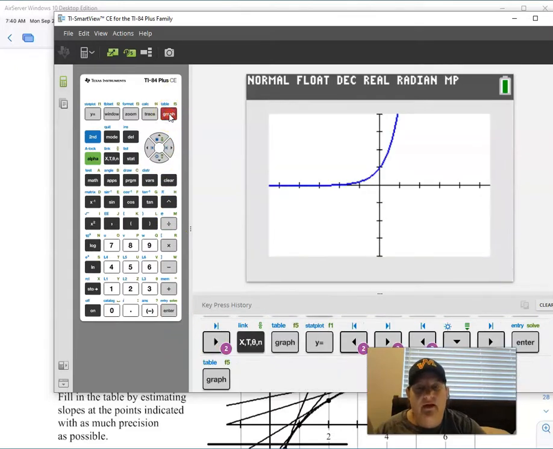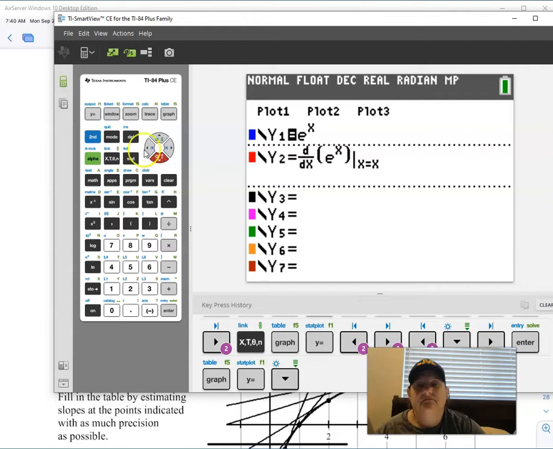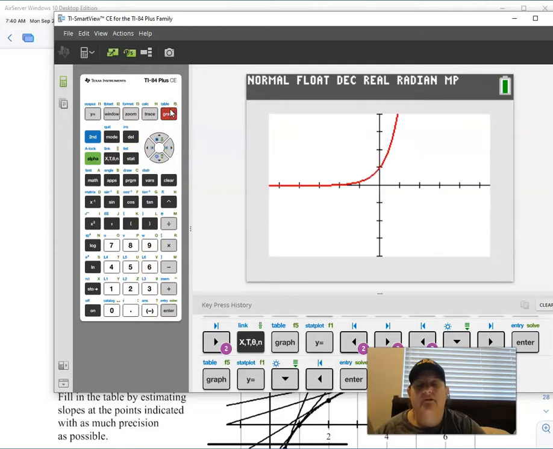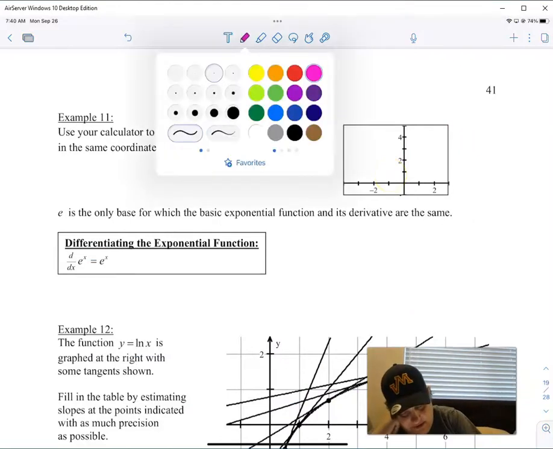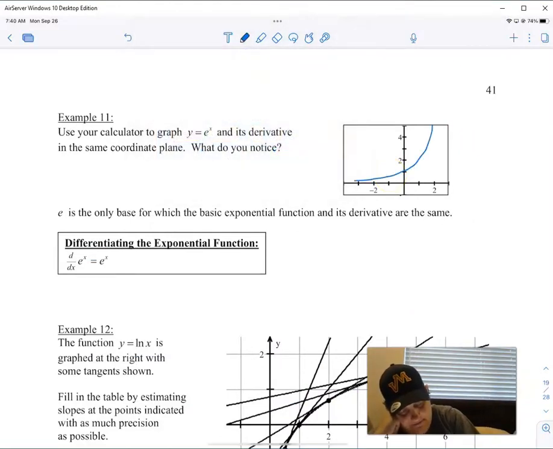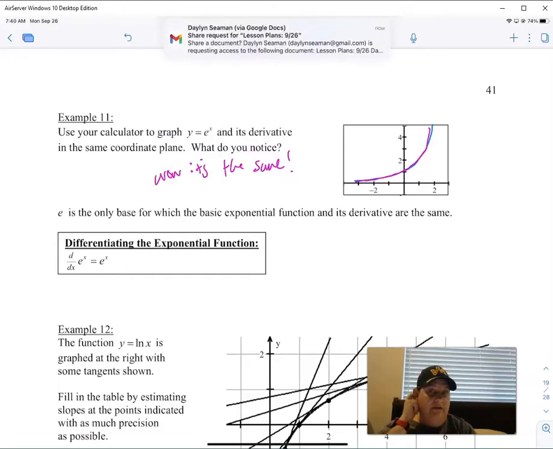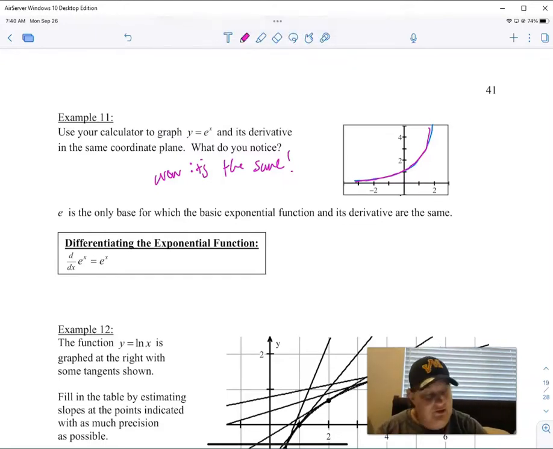Okay, here is e to the x. Here is the derivative of that. It's the exact same thing. This is actually really cool. So this was e to the x, kind of went like that. This was the derivative of e to the x. What do you notice? Wow, it's the same. This is cool. E is the only time that the derivative of something is itself. It doesn't change. Okay? The derivative doesn't change.